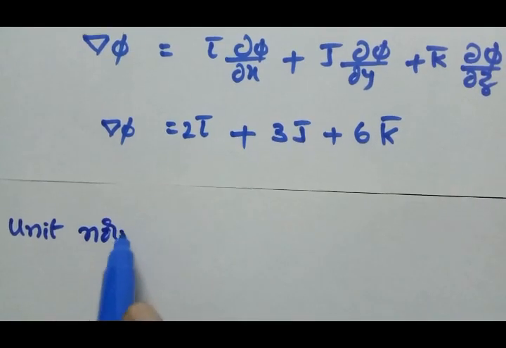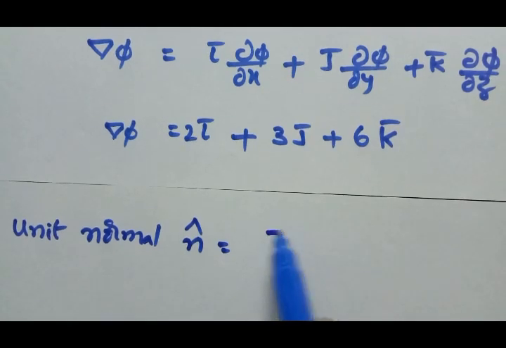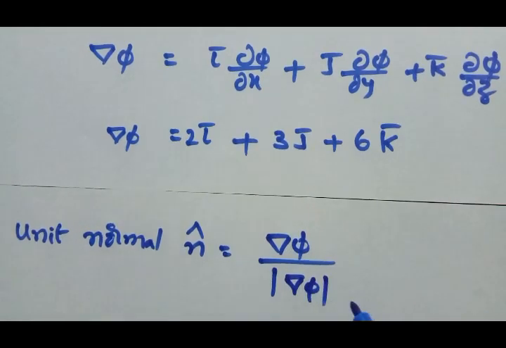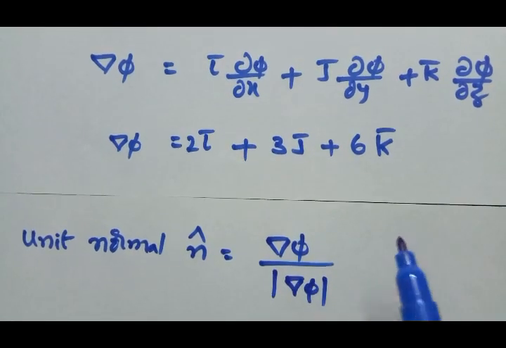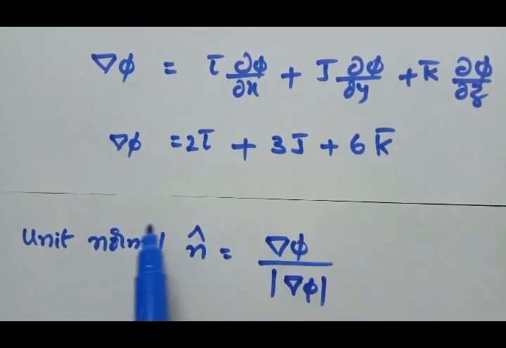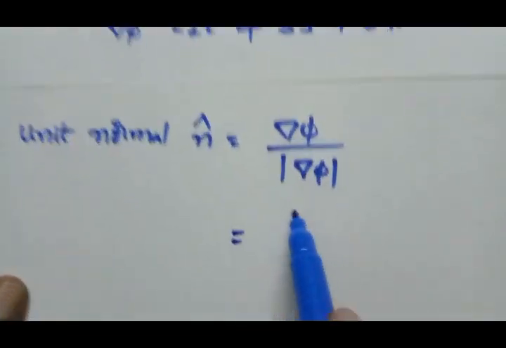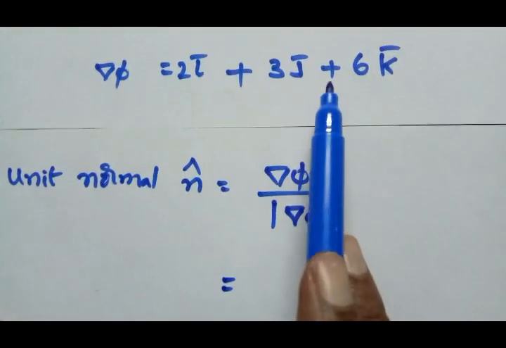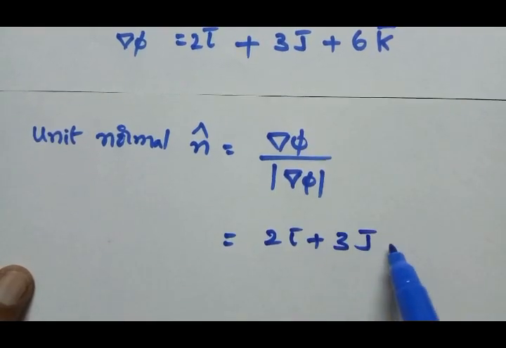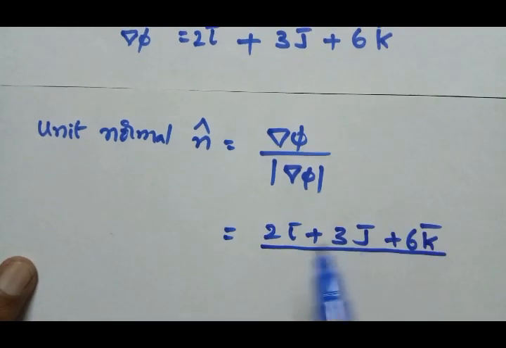Now, unit normal n cap is equal to del phi by modulus of del phi. Therefore, unit vector formula: a cap is equal to a bar by modulus of a bar. Here, unit normal of del phi is del phi by modulus of del phi. That is, del phi is 2i bar plus 3j bar plus 6k bar, so 2i bar plus 3j bar plus 6k bar by modulus of del phi.